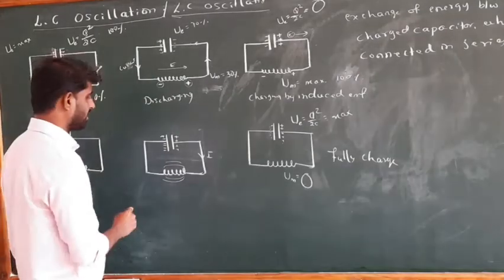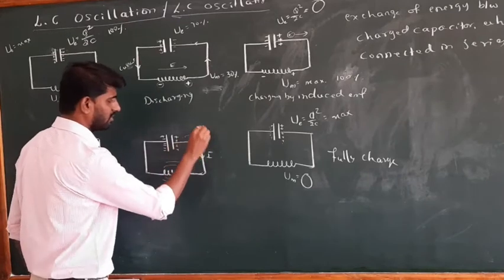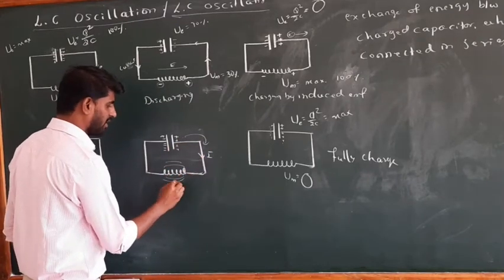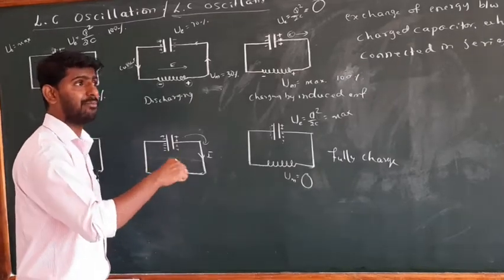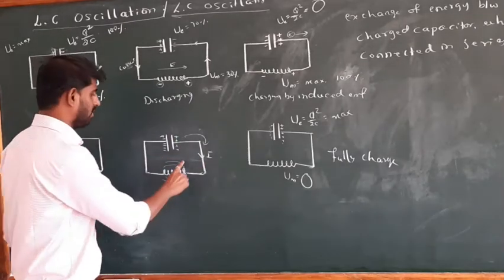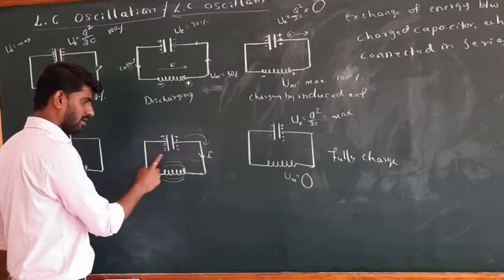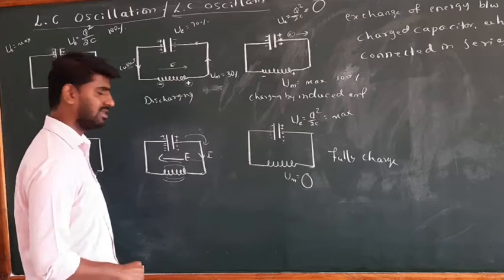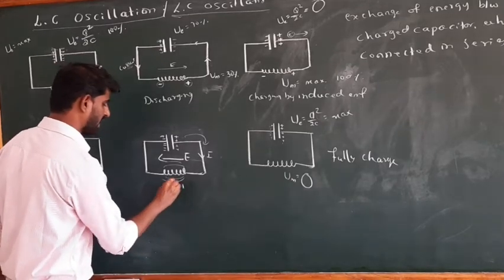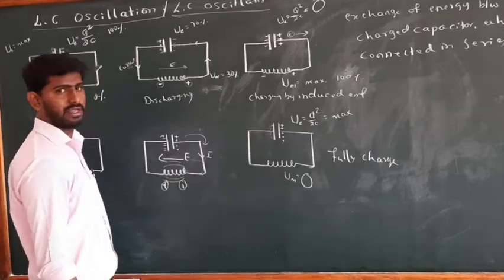So as a result, it starts to discharge now. This is the current, and again there will be production of the induced EMF, which is in the opposite direction to the applied one. So now it is from positive to negative. Here the applied electric field is like this. So the induced EMF will be in the opposite direction. This becomes positive, this becomes negative.